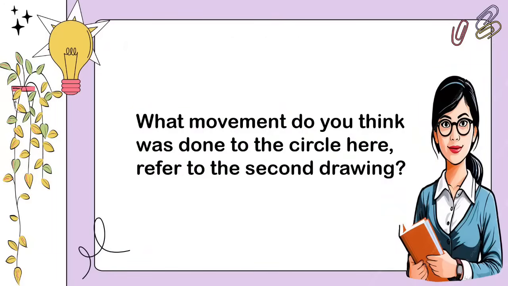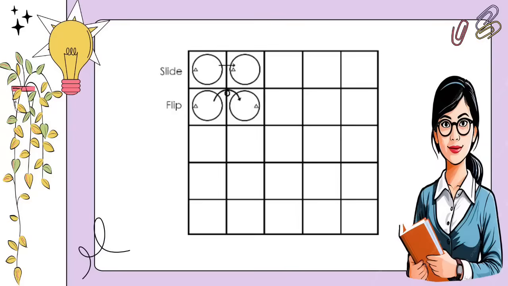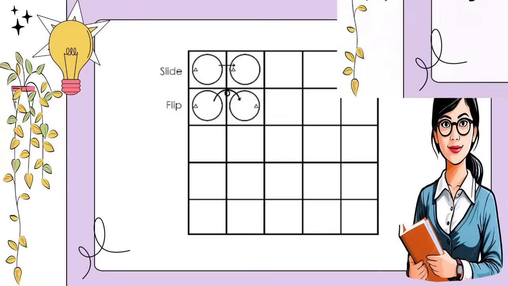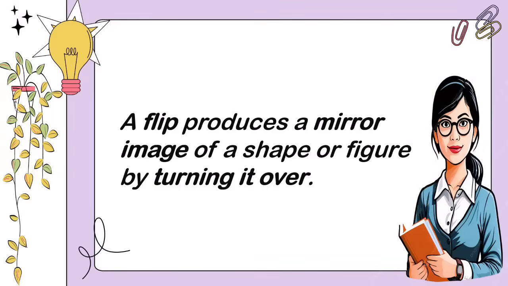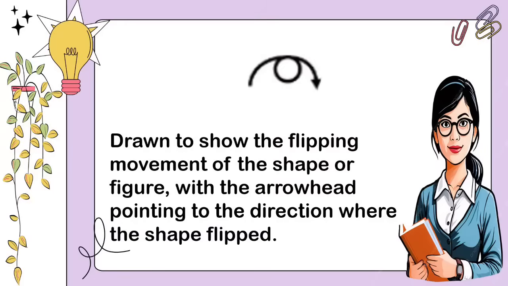What movement do you think was done to the circle here? Refer to the second drawing. A flip produces a mirror image of a shape or figure by turning it over. An arrow is drawn to show the flipping movement of the shape or figure, with the arrowhead pointing to the direction where the shape flipped.